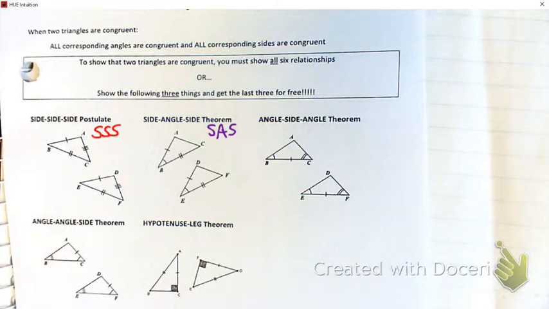Okay? So, it's side angle side, but you have to be really careful because it has to be side and then angle and then side. Like they're all right there together. You don't skip something and come over here and do this angle. It has to be side and then angle and then side. Directly one right after the other. Okay?